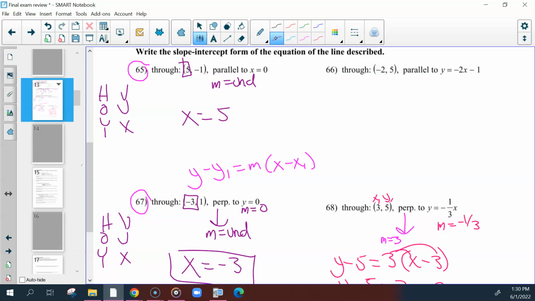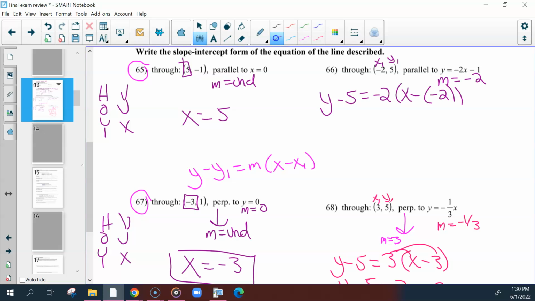This is going to be solved similarly, except now it's asking for something that's parallel. So if it's parallel, whatever this slope is going to be the same. So your slope is going to be negative 2. And then you're going to use this formula with your point and your slope to put all of those things in. So this would be y minus 5 equals our slope of negative 2. Then in parentheses, x minus our negative 2.